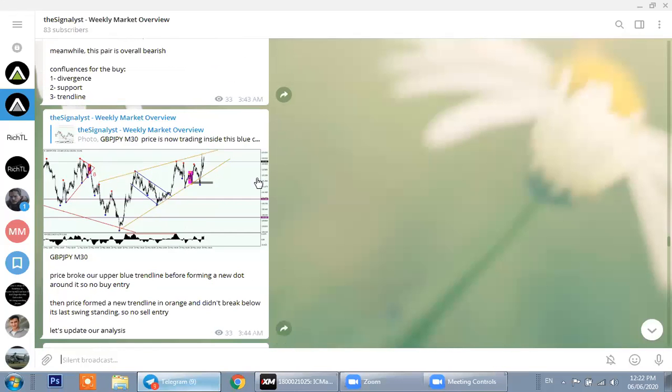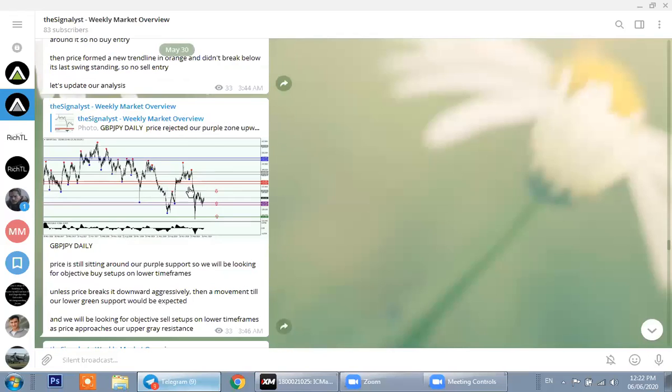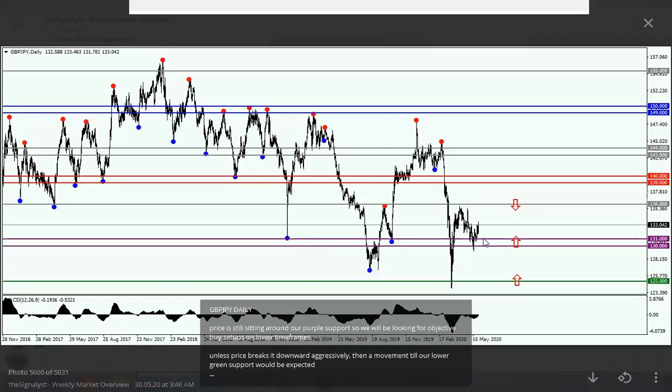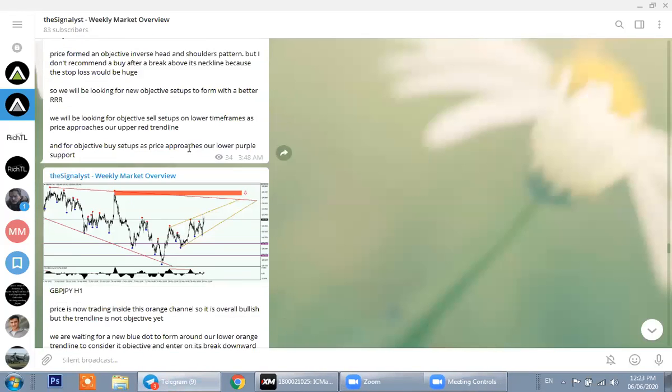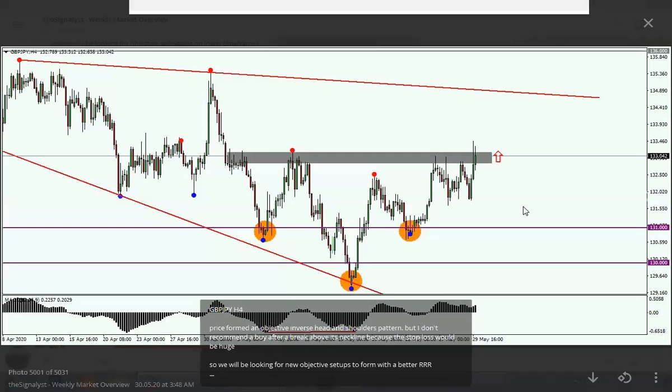Now we have GBP JPY. Let's have that analysis. We were looking for objective buy setups, as price was sitting around support, and our next resistance would be 136. Then our main resistance in red would be around 140. And here we go. On H4, we had this inverse head and shoulders pattern, and we were waiting for a break above our upper neckline to buy this pair.